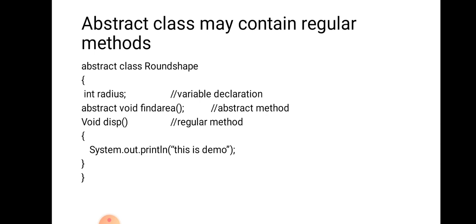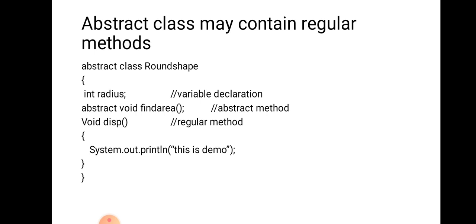Here I have created one class named RoundShape, and for that class I have given the abstract keyword. So that class will be an abstract class. In that abstract class, as we have seen, an abstract class will only declare the methods and the definition will be in a derived class. So here I have declared an abstract method, that is abstract void findArea. Now findArea is an abstract method. We have declared that method as abstract with the help of the abstract keyword.